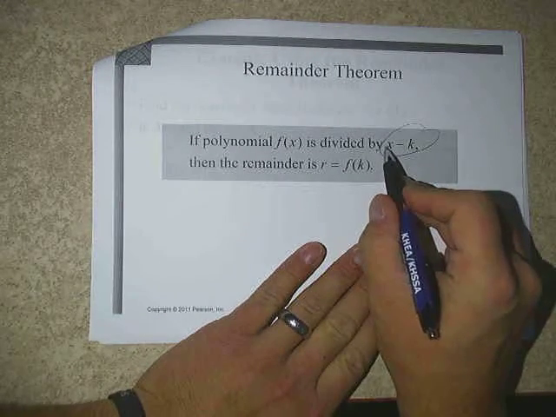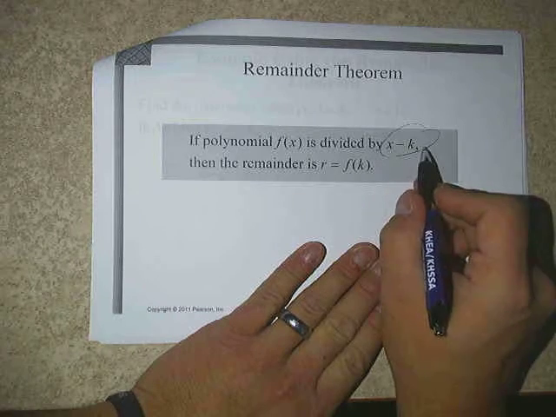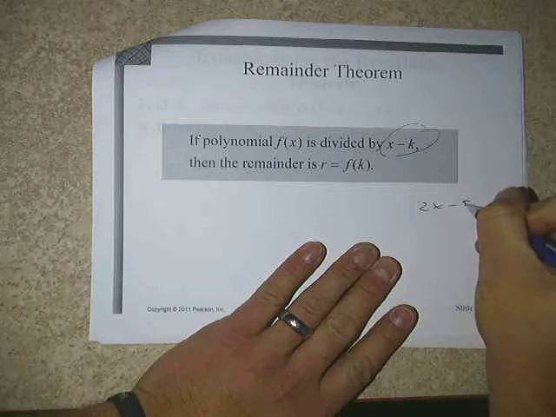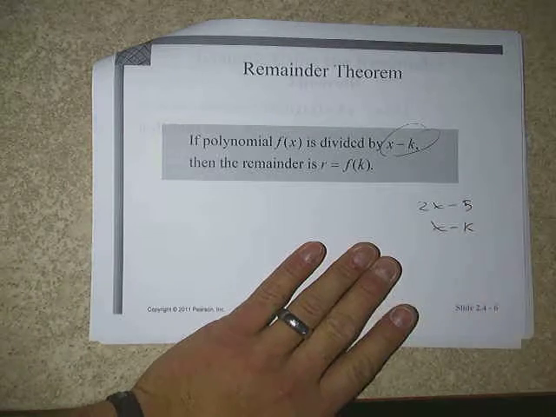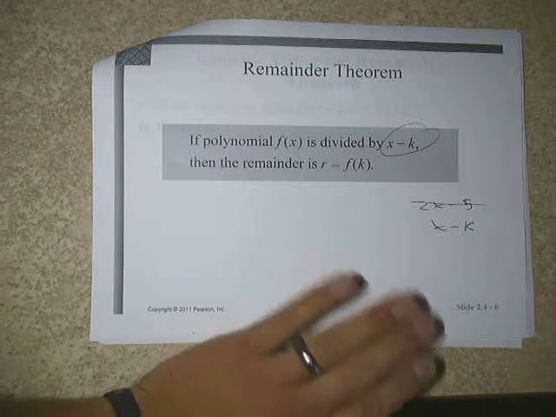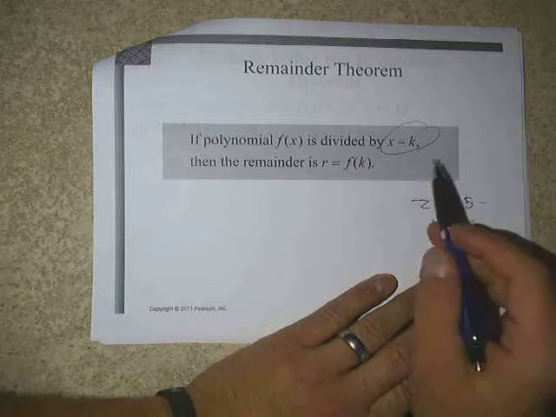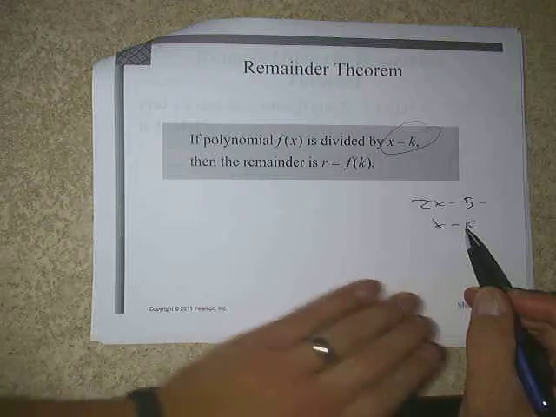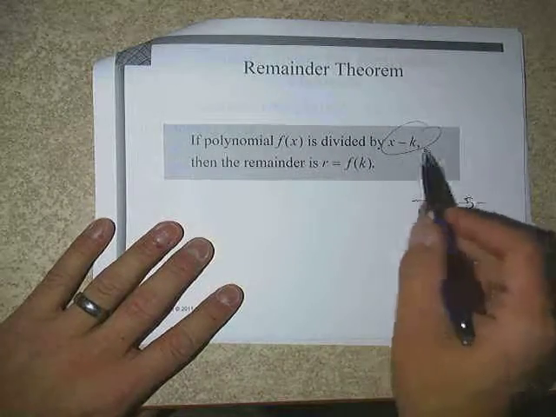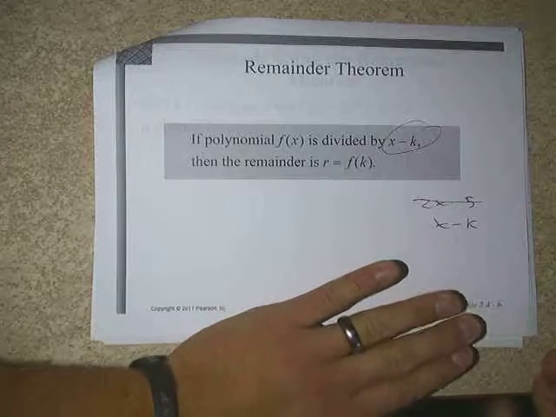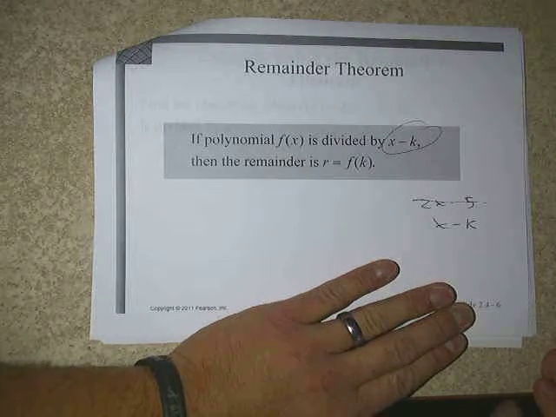And the other thing is that it has to be in the form of x minus k. It can't be 2x minus 5, let's say, because that's not in the form x minus k, is it? So this is not going to work. It's got to be in the form x minus k. So if you have that situation where you're dividing a polynomial by x minus k, you can find the remainder without actually doing the division.